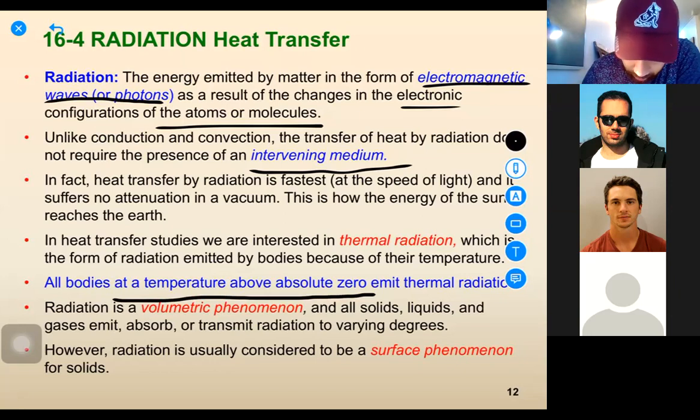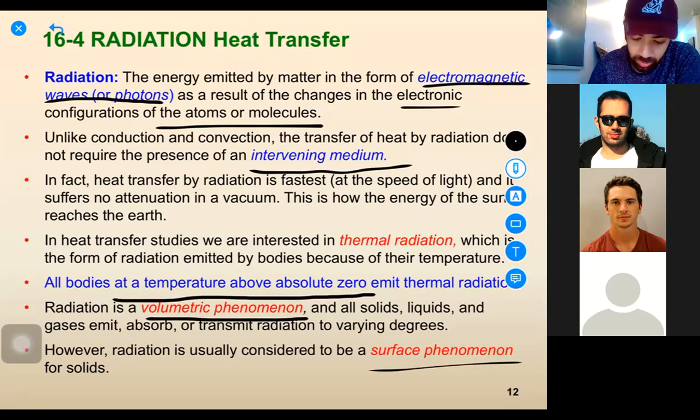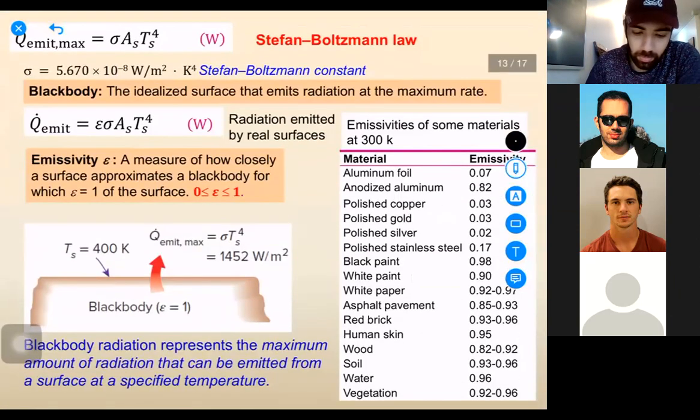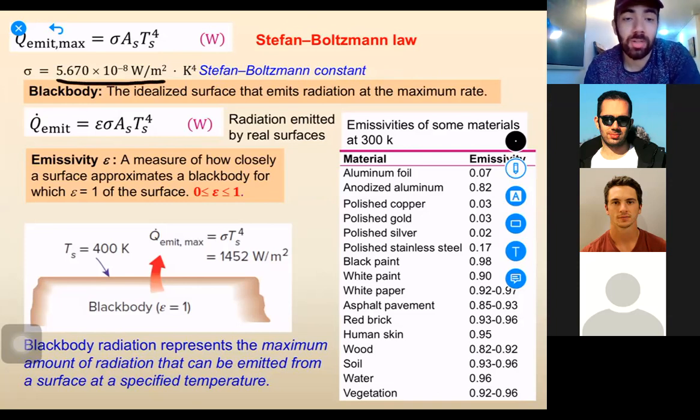So radiation is a volumetric phenomenon. In all solids, liquids, and gases, it happens. But in our case, we are confronting the questions with the surface configuration. So when we have solids, we consider that radiation is happening from the surfaces only. For the radiation, we have this Stefan-Boltzmann Law that has 4 terms. It has a sigma, the Stefan-Boltzmann constant, equal to 5.67 times 10 to the power of minus 8.